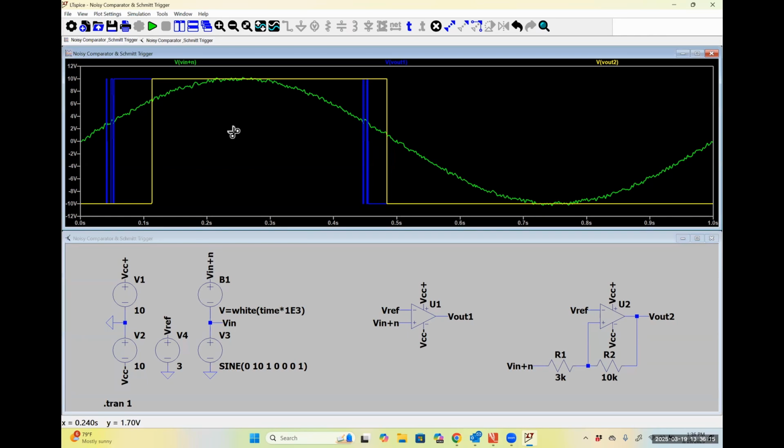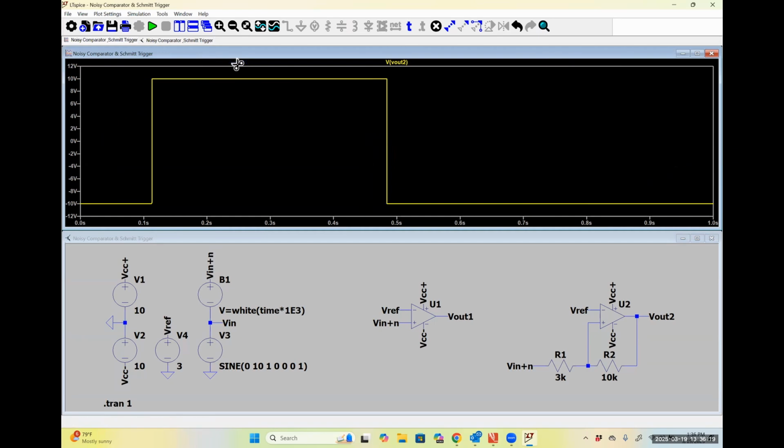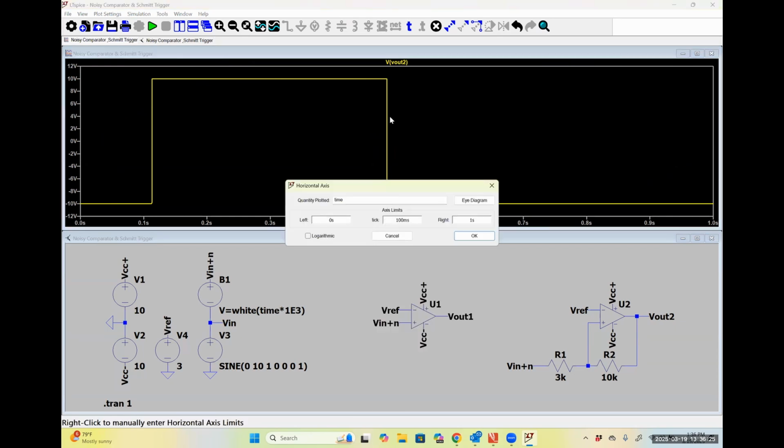What I'm going to do is delete my input signal. I'm going to delete my comparator's output signal, and I'm going to plot the output of my Schmitt trigger circuit. Instead of as a function of time, I'm going to plot it as a function of Vn plus N. And let's see what happens here.